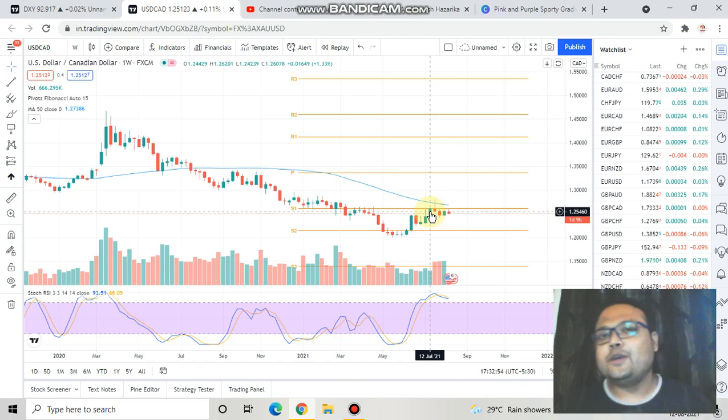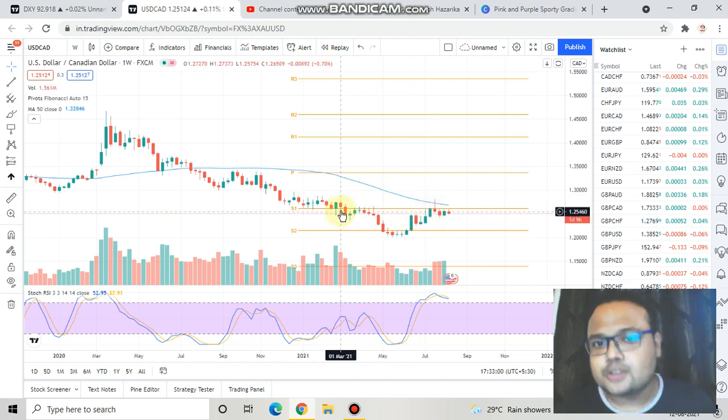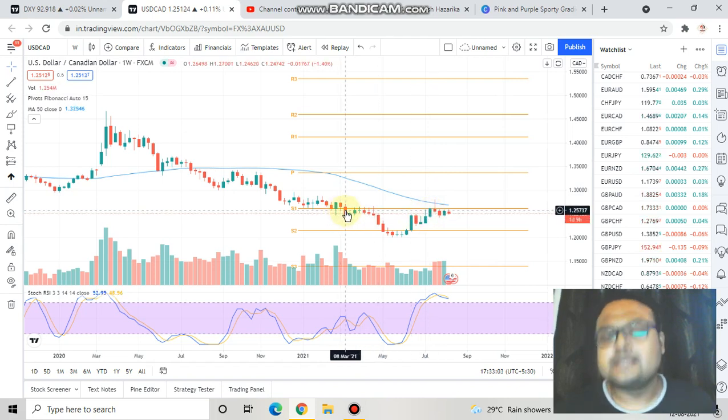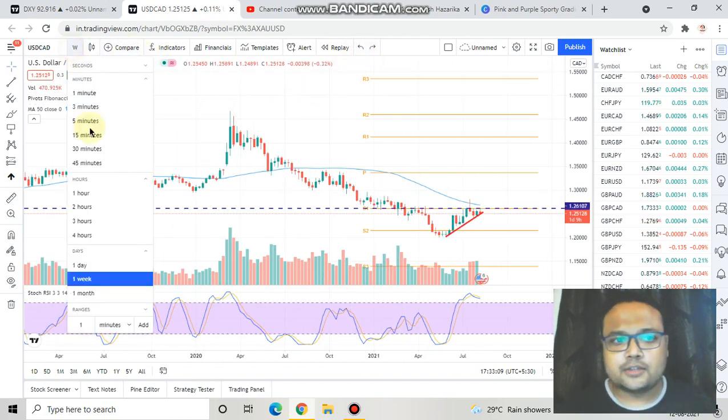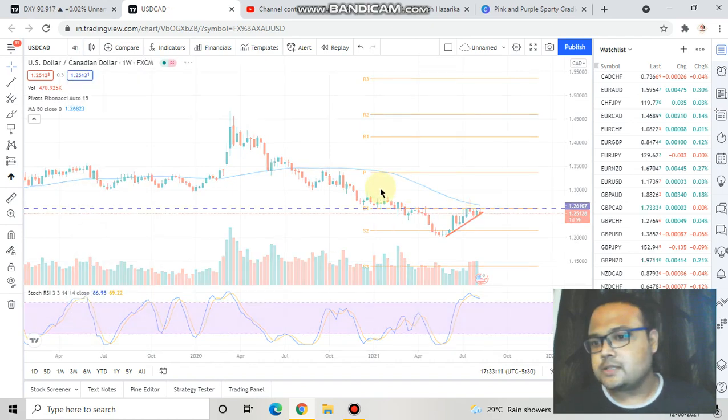Therefore 1.2610 is a very important resistance for the market, because the market has been trying to cross this level since March, and right now we are in August. So you have understood the importance of the weekly chart now. Okay, this weekly resistance level.